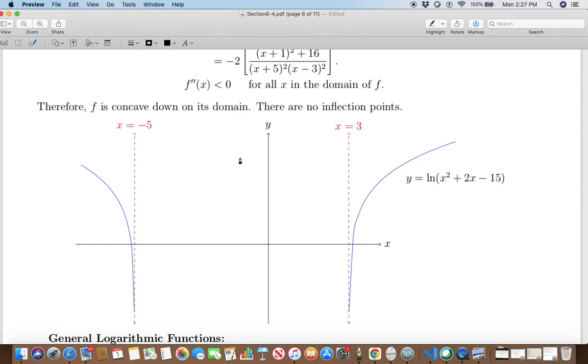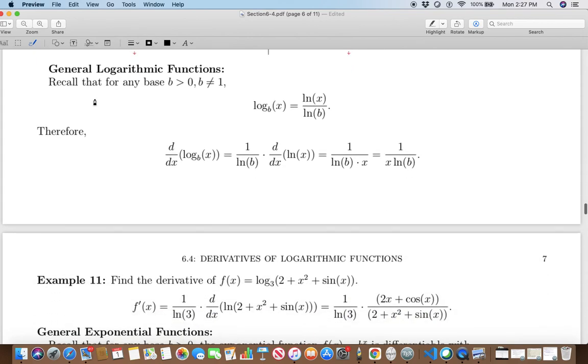There are no inflections. We are decreasing in the first interval and increasing in the second interval. We have vertical asymptotes, no horizontal asymptotes, and both pieces are concave down. Okay, so this is your graph. We'll continue general logarithmic functions in our next video.